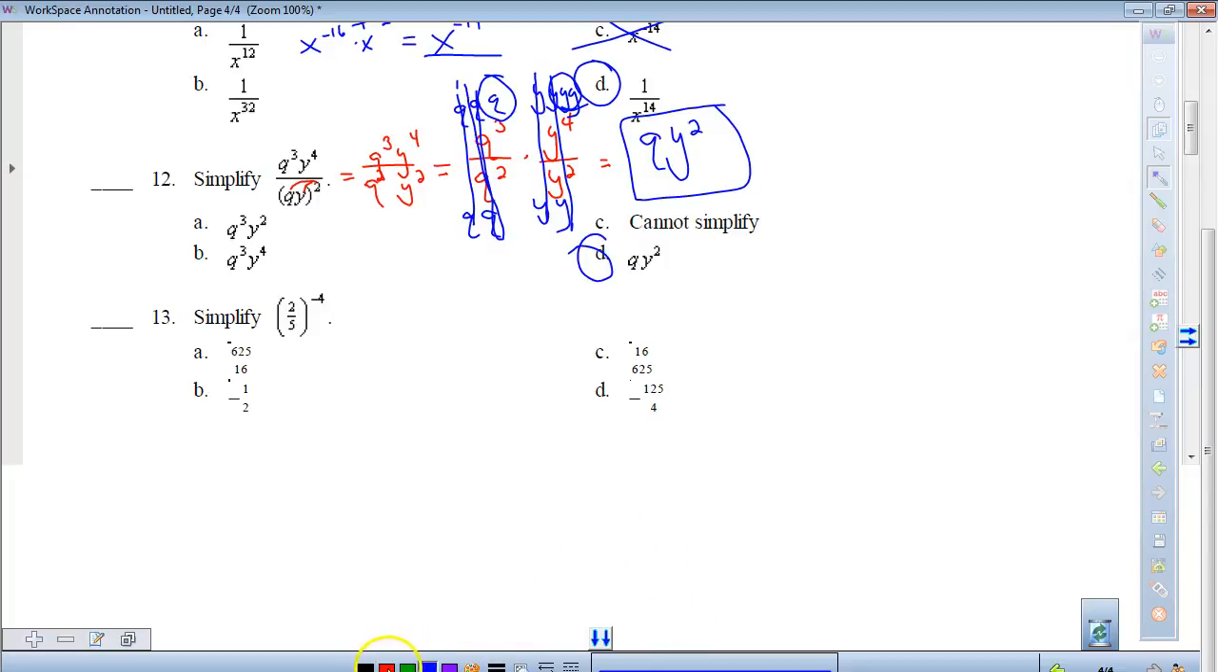Number 13 asks us to simplify 2/5 to the -4th. When we have a fraction that's raised to a negative power, we can start that off by flipping the fraction over. So in essence, what we're doing is saving us a step here. We can then distribute that exponent since there's nothing in here but division. That becomes 5 to the 4th over 2 to the 4th, and that is 625 over 16. That is answer choice A.